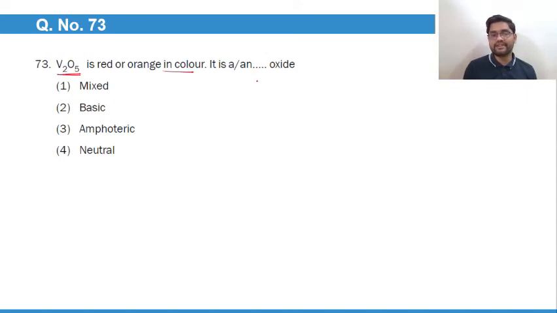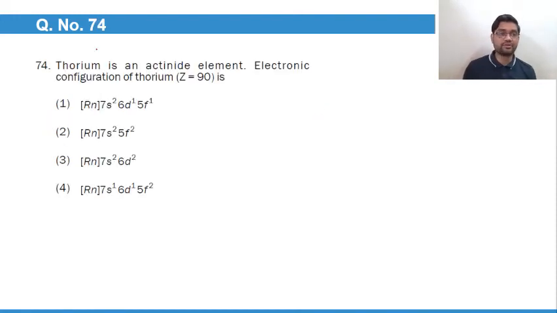73. V2O5 is red or orange in color. It is an amphoteric oxide. I have said this so many times. Okay, amphoteric oxide. If you see your previous class test as well, this question is more frequent. It is amphoteric but shows mostly acidic character and less basic character. But yes, it is amphoteric. So 73, option number 3 will be the best answer. 74. Thorium is an actinide element. Its electronic configuration, you know, is found to be 7s2 and 6d2. Okay, so that will be the best answer.